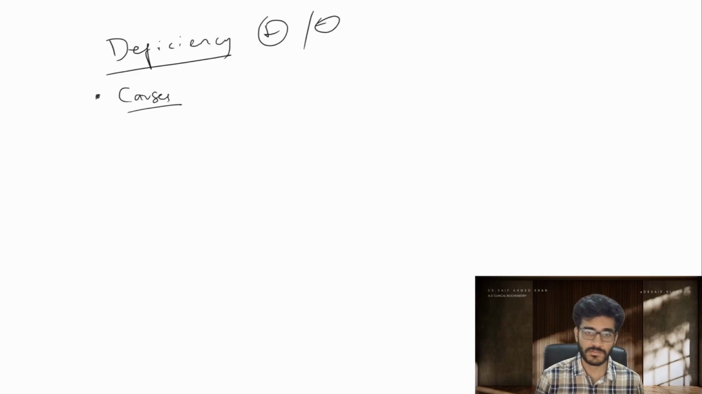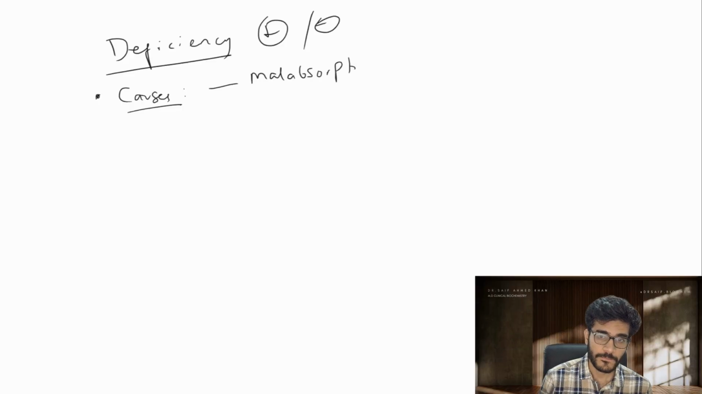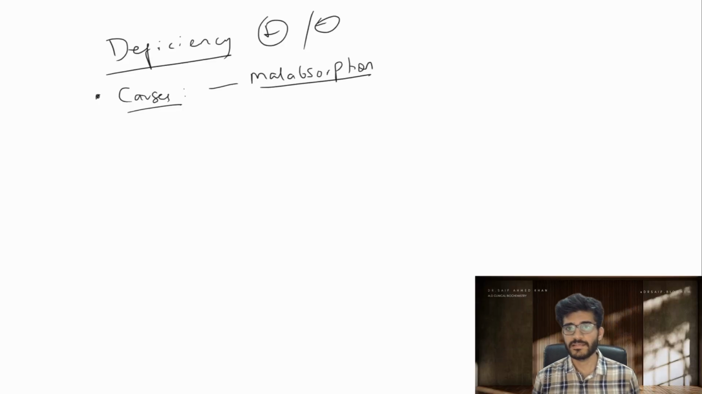So the first thing which should come to your mind is during the absorption. So malabsorption syndromes. Example, impaired fat absorption is seen in cystic fibrosis, celiac disease, chronic pancreatitis, inflammatory bowel disease, or obstructive jaundice. This can lead to vitamin K deficiency. If you can't absorb fat, you can't absorb fat-soluble vitamin.